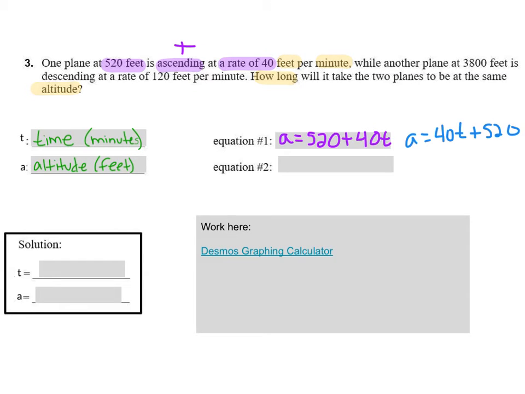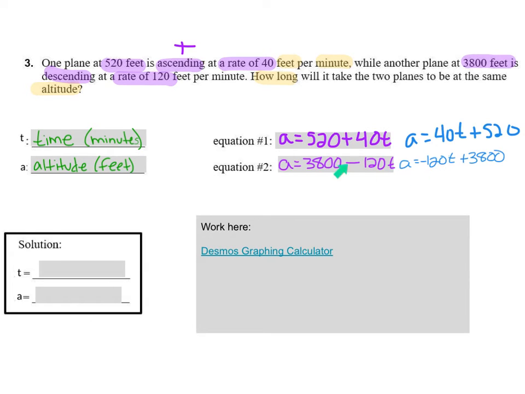The second equation comes from the second plane. It begins at 3,800 feet and is descending at a rate of 120 feet per minute. Descending means it's going down, so that's going to be subtraction. So we write it A equals 3,800 minus 120t. I could also switch it. Just be careful that you keep the correct signs with the correct numbers. That's a negative 120t.